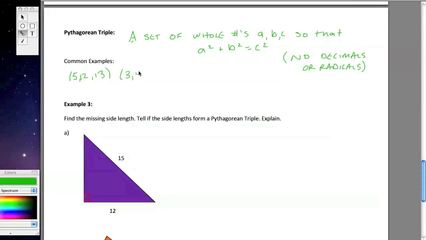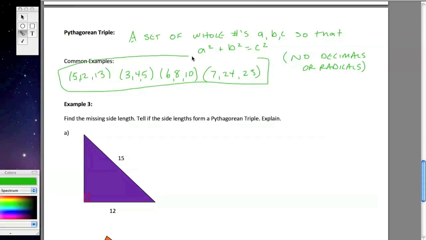3, 4, 5 is a very, very common example used on standardized tests. 6, 8, 10 is a very common example. And also 7, 24, 25. Okay? So these are very common examples of Pythagorean triples. Okay? We can memorize those because that's going to help us.